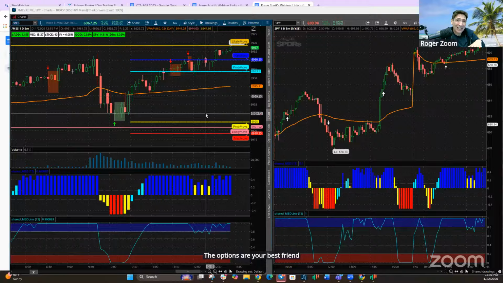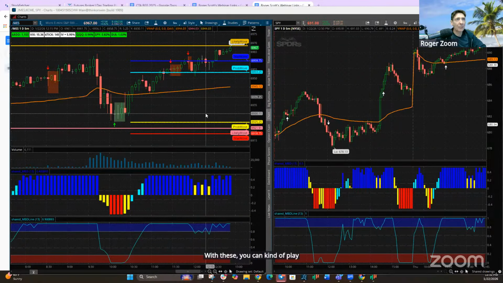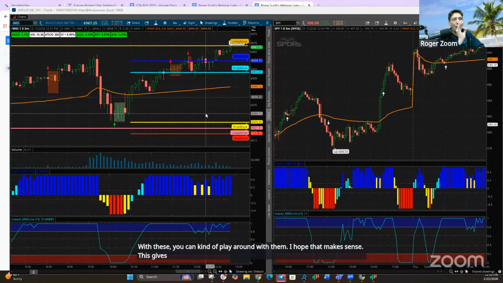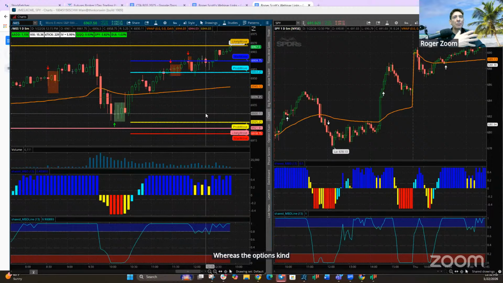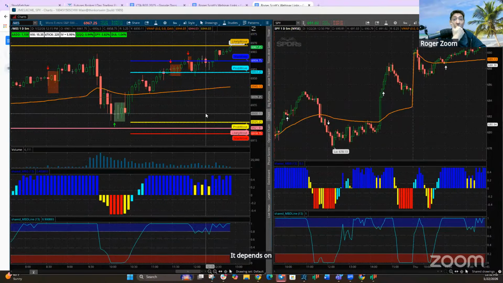So if you want to have that staying power, or let's say you're expecting the market to have a huge amount of volatility, and you don't want to be scalping your exits every 5 minutes, options are better. But you've got the decay, so with the options, you really have to be right. With these, you can kind of play around with them. I hope that makes sense. This gives you more fine detailed control, whereas the options give you that bigger move. But again, it depends on what you're comfortable with and what the market is looking like.